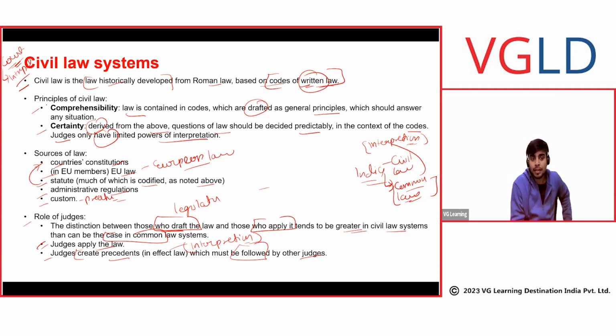Law is very comprehensive, containing a wider range of things, not only one particular situation. Questions of law should be decided predictably. In the context of court, judges only have limited power of interpretation. So I hope the basic difference between civil law and common law is clear.